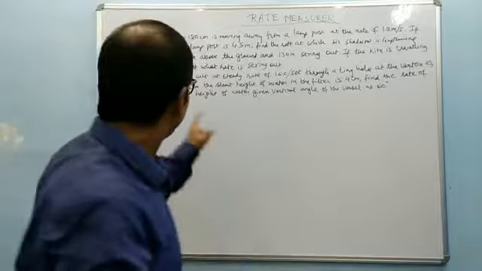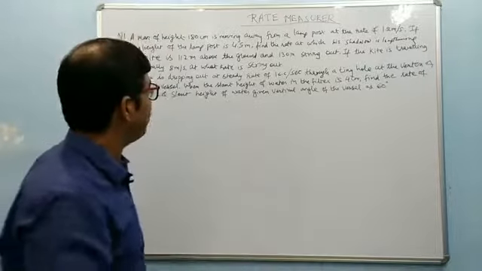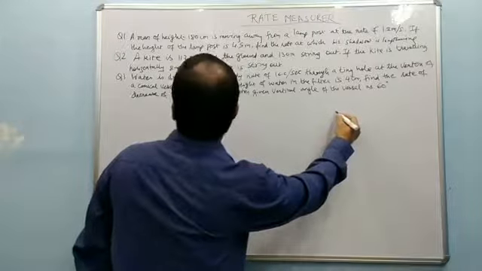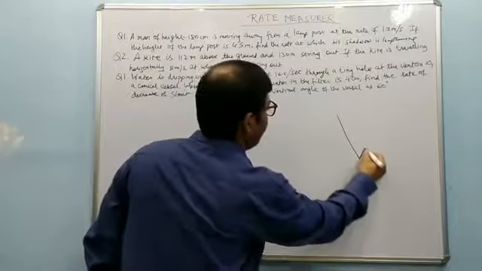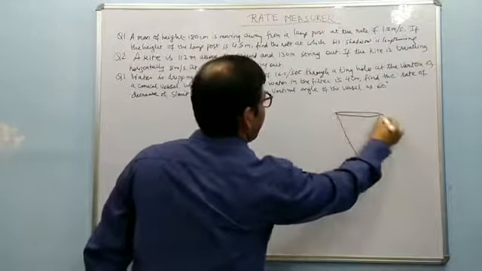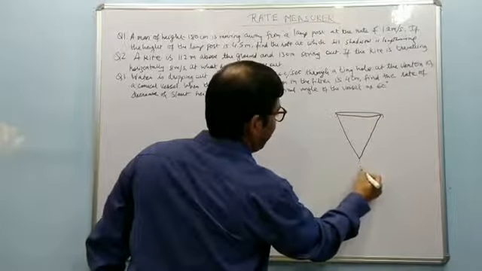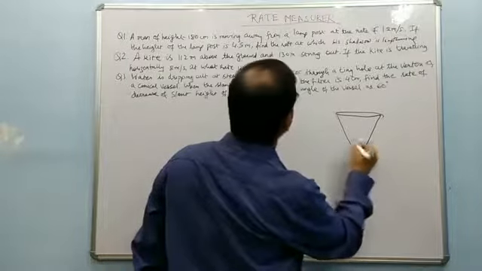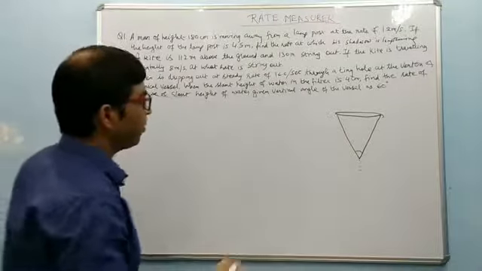Okay. Now see question number 3: water is dripping out at a steady rate through a tiny hole at the vertex of a conical vessel. The figure is like this. Water is dripping out from here, and the vertical angle is given as 60 degrees.